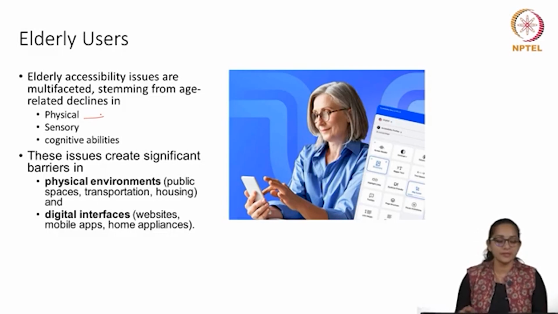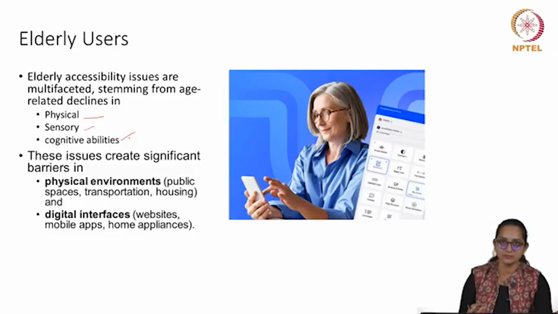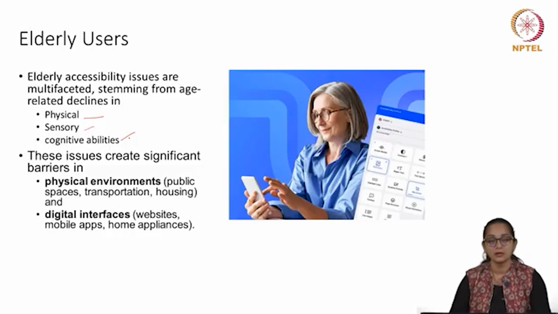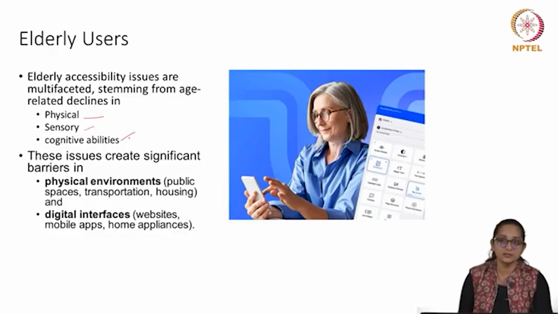So, these aspects of physical, sensory and cognitive decline can create significant barriers in their physical environment, which relates to public spaces, transportation, housing, etc., and navigation, particularly independent navigation, as well as digital interactions, which includes web visits or mobile apps or using home appliances which may have digital interfaces, such as a microwave or an automated washing machine, which may require some buttons, may have small text and logos, icons, all of those things. So, let us begin from that perspective.